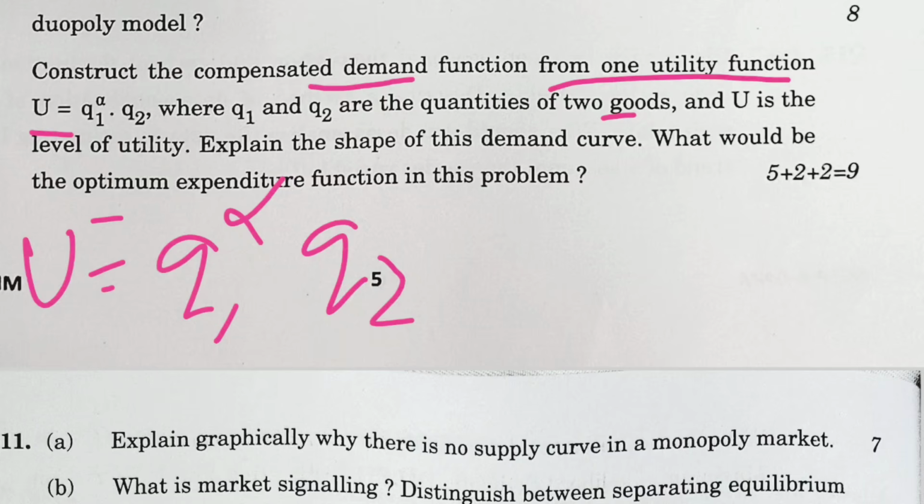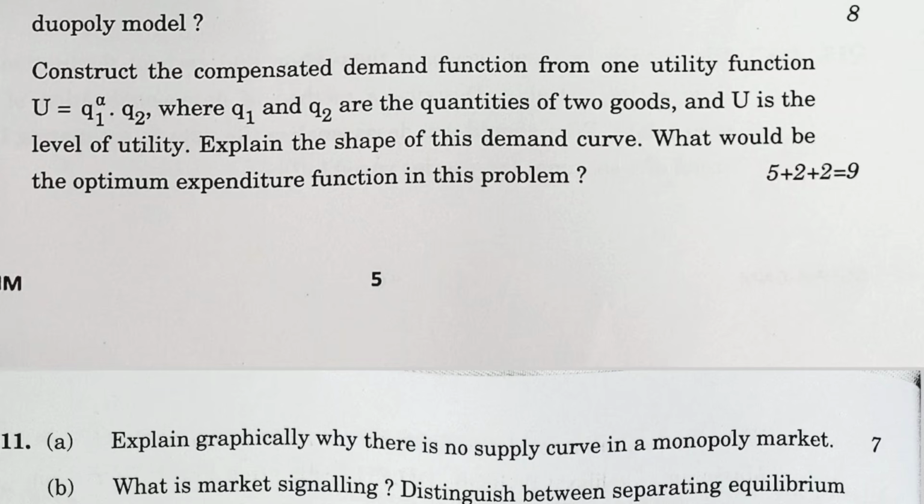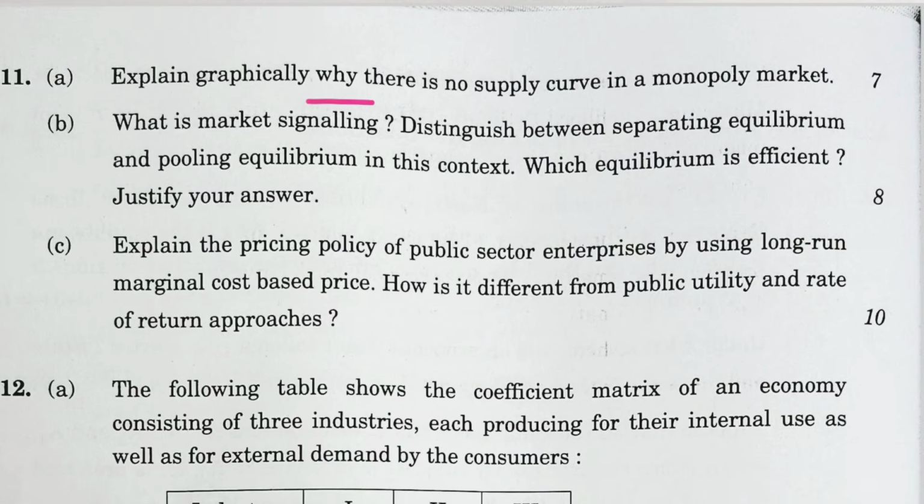Okay. So here we want to minimize the expenditure, which is equal to price of good 1 times units of good 1 plus price of good 2 times units of good 2, subject to the fixed level of utility or utility constraint here. So I have solved this question also on this channel. Then we have the question, explain graphically why there is no supply curve in a monopoly market. Okay, so in monopoly there is no supply curve because monopolist is a price maker, not a price taker, and he can control both price and quantity, and you have to explain it graphically here.